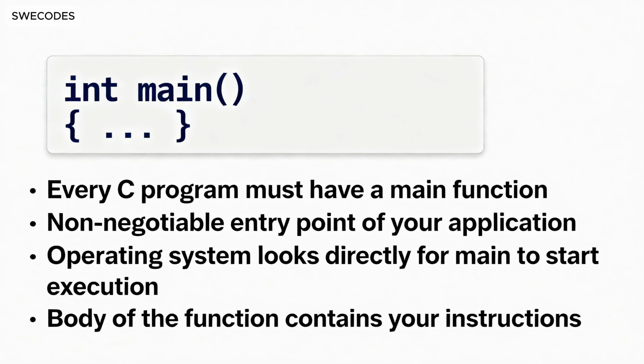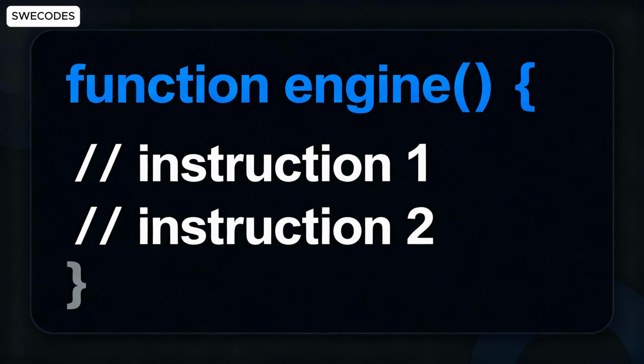Line 4, int main. This is the single most important line. Every C program in existence must have a main function. It is the non-negotiable entry point of your application. When you run your program, the operating system looks directly for main and begins executing whatever it finds inside these curly braces. This is the engine of your code. Without it, nothing happens. Everything inside those braces is the body of the function. This is where you write your instructions. Here, we only have 2.